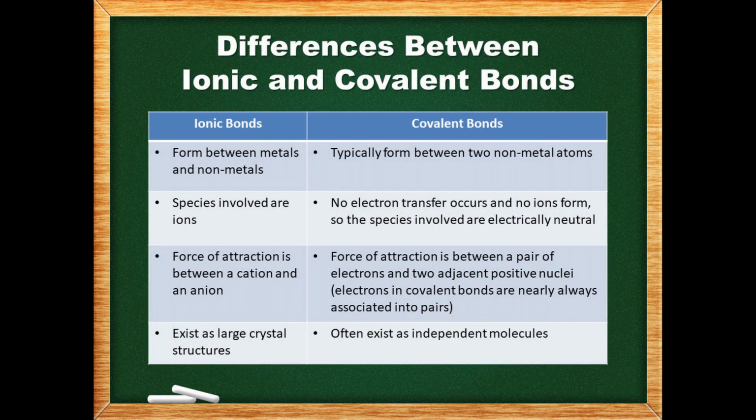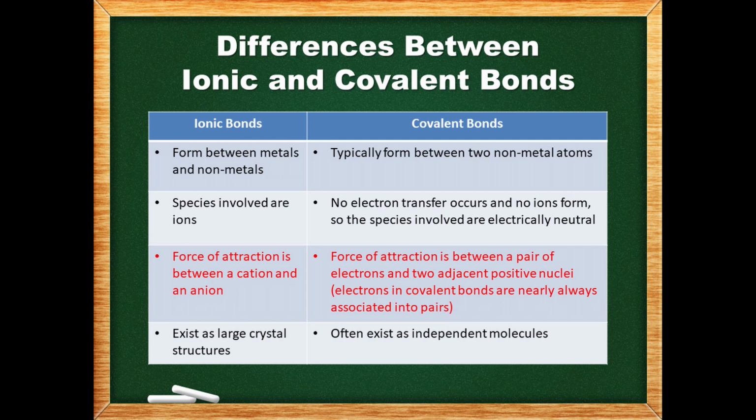Although both ionic and covalent bond formation involve only valence electrons, there are several important differences to note. Covalent bonds typically form between two nonmetal atoms rather than between metal atoms and nonmetal atoms. The species involved in ionic bonds are ions, but because no electron transfer occurs in covalent bond formation, no ions form, and all of the species prior to and following covalent bond formation between two atoms are electrically neutral. The force of attraction in an ionic bond is between a cation and an anion, while in a covalent bond it is between a pair of electrons and two adjacent positive nuclei.